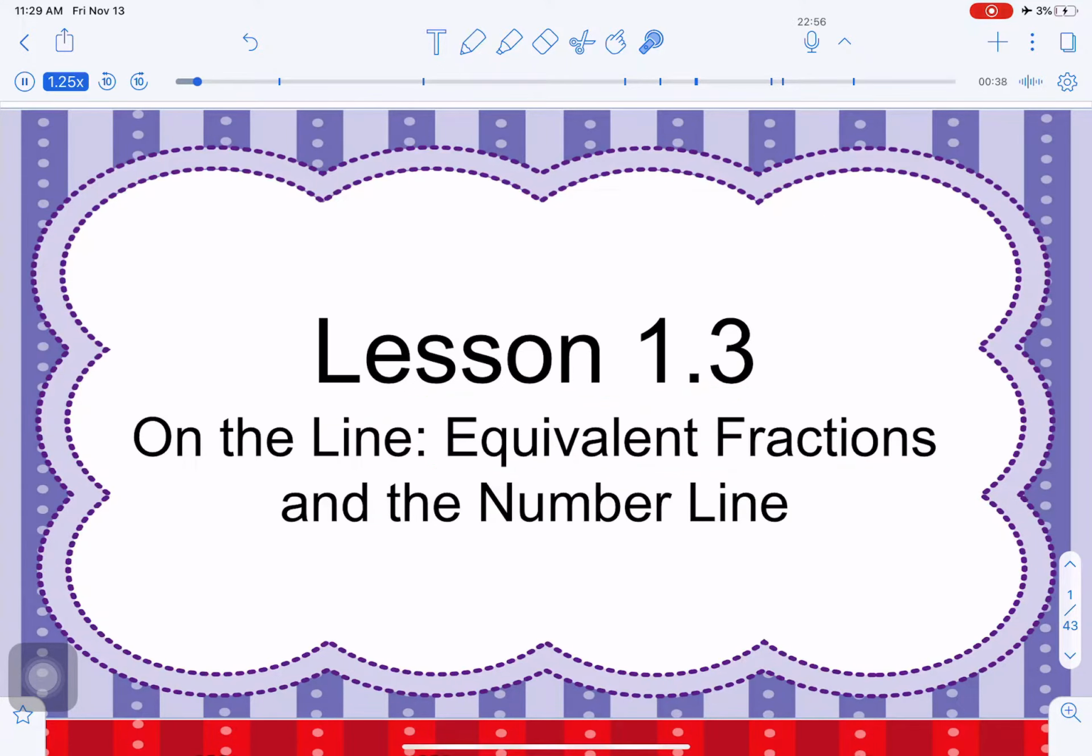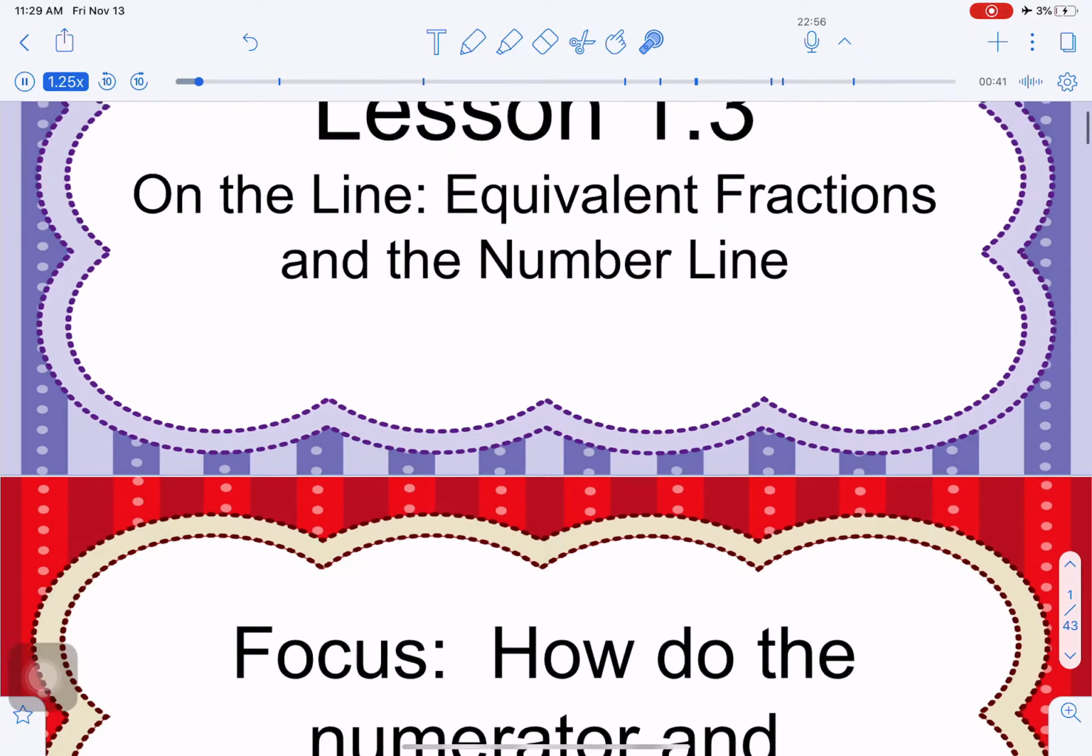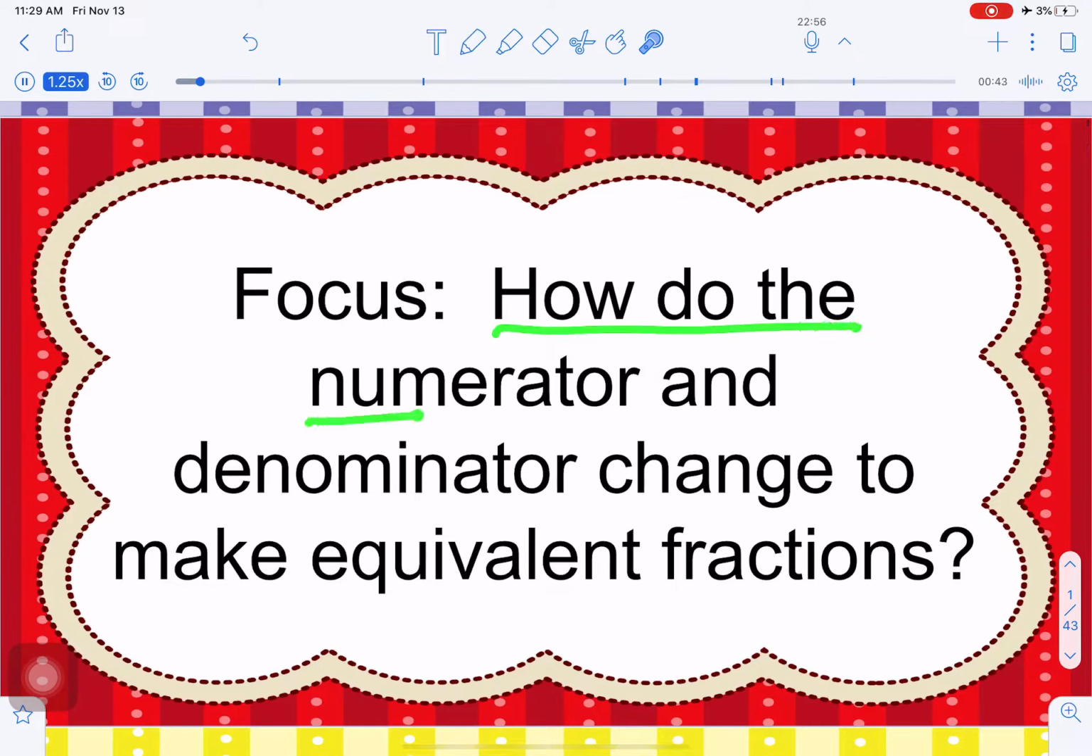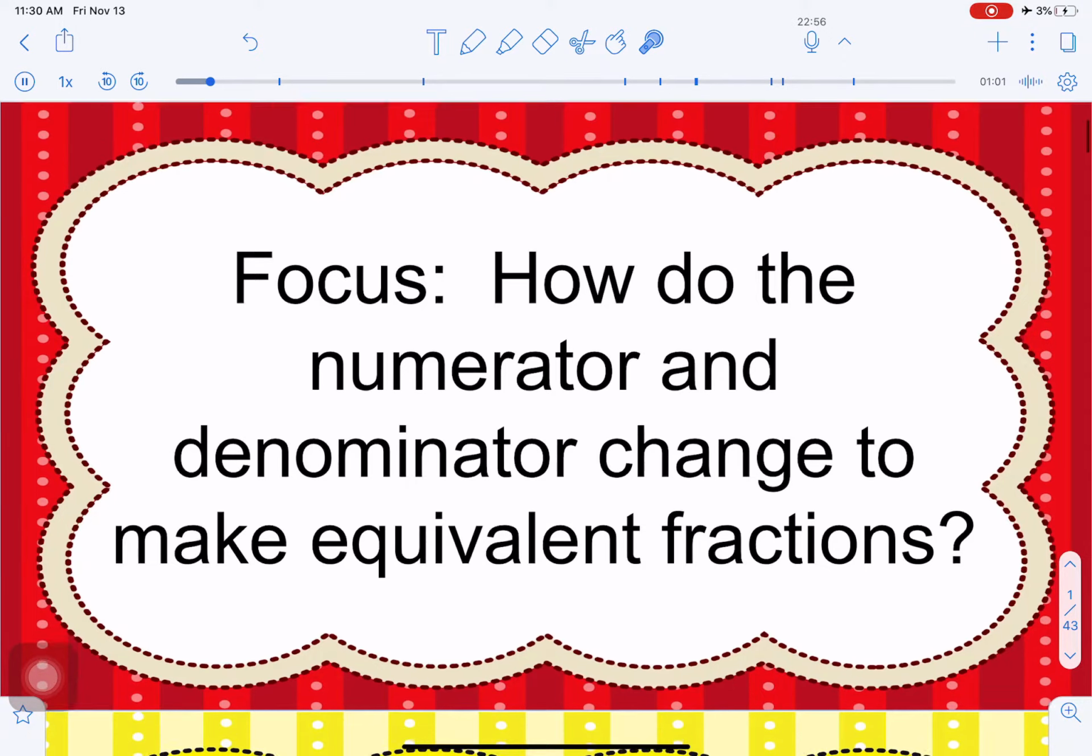Okay, so the focus question of today is how do the numerator and denominator change to make equivalent fractions? If you remember from any other time you've dealt with fractions, the numerator is the number that goes on top and the denominator is the number that goes on the bottom. So that's going to be important information to know as we go through this lesson.